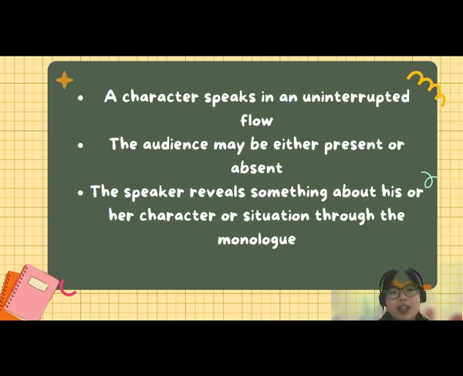Okay, the last bullet says the speaker reveals something about his or her character or situation through the monologue. So the monologue itself is a way to reveal something about the character, whether he is from the royal family, or he wants to reveal that he is from a not so elite family. That is the way for a character to reveal her situation and characteristics to the readers. So that's it.